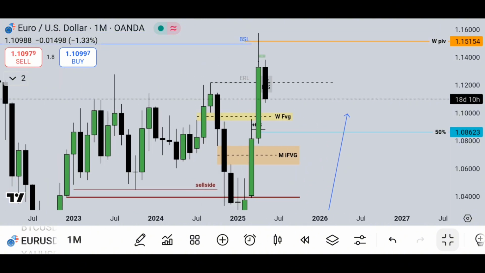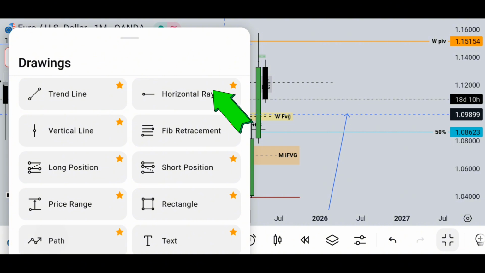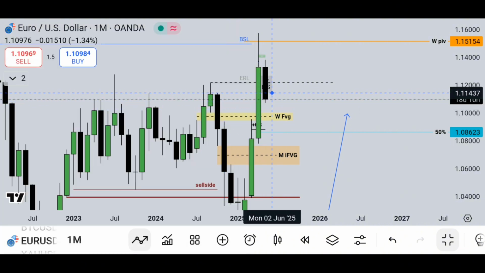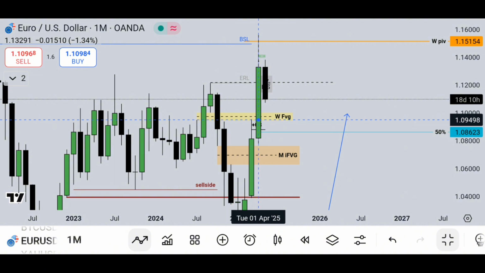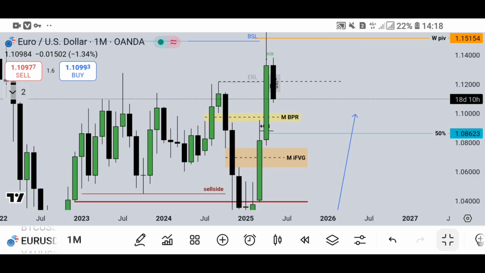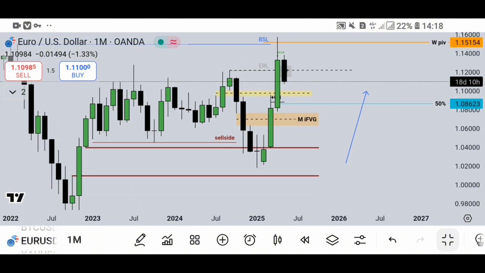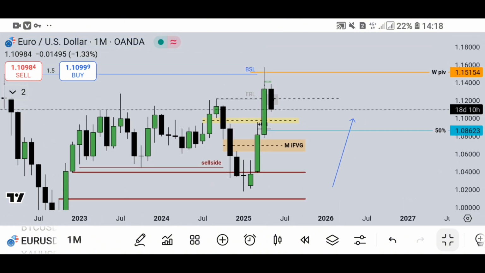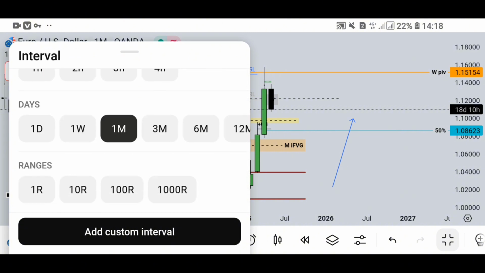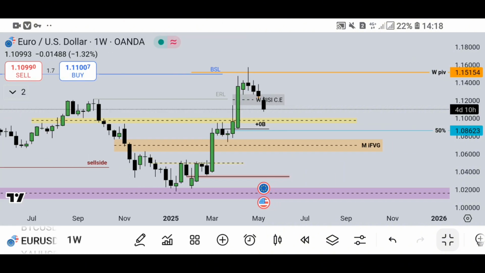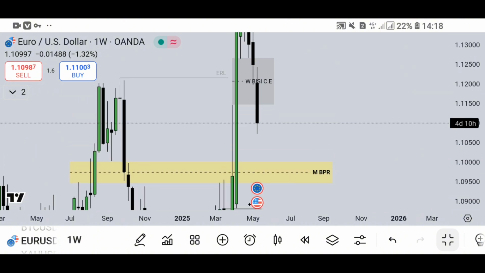So you can see this monthly breaker, it could hold price or support it to the upside, though we still have this lower BPR, the monthly BPR, right? I think I have to change this name. We've got that monthly BPR. And so guys, when we drop to the weekly time frame, this is what we see.